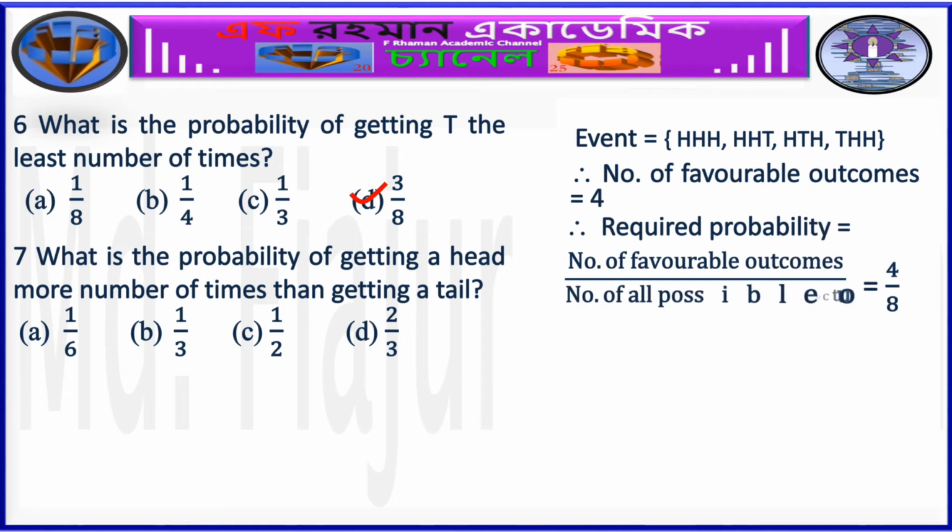Therefore, the required probability is the number of favorable outcomes by the number of all possible outcomes, which is equal to 4 by 8. 4 is a common factor of 4 and 8. Thus, you can write 1 instead of 4 and 2 instead of 8, which is equal to half. Our correct answer is option C.